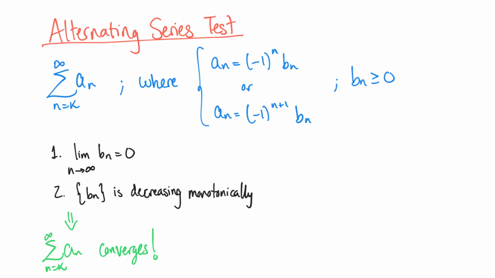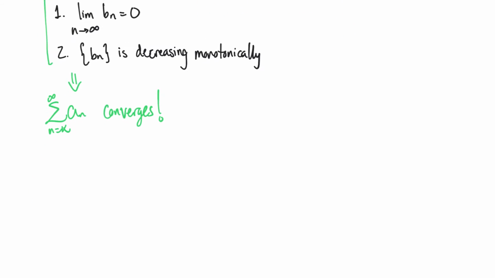Okay, so very simple. If we find a series that looks like this, where a sub n is either this or this, and we can prove these two conditions, we can guarantee convergence. So let's look at an example.